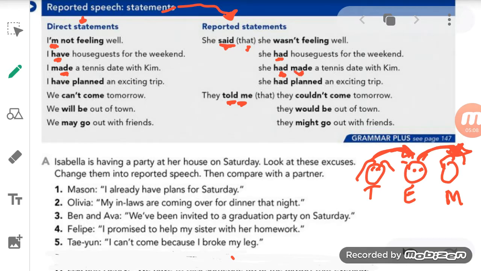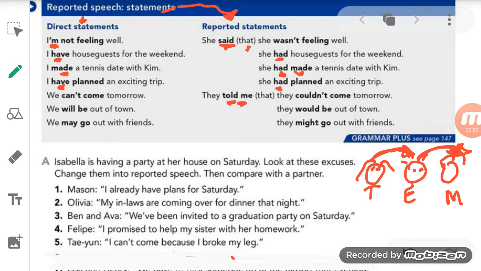Now, if the original sentence is in present perfect, the auxiliary have plus the verb in past participle, then if you want to transfer that information, you need to use the past perfect. I have planned an exciting trip. Then Esperanza would say, Marlene, the teacher had planned an exciting trip. You always pay attention to the original sentence. In this case, it is in present perfect, and when you transfer it, it goes to past perfect.